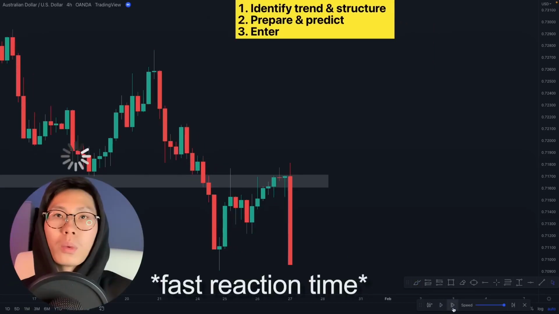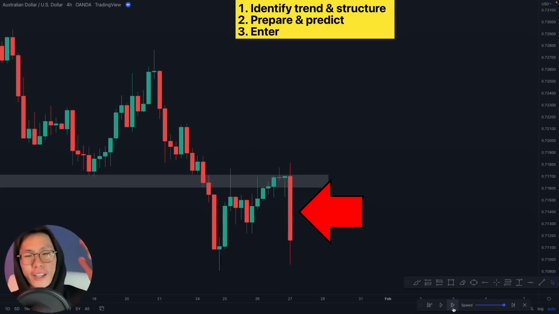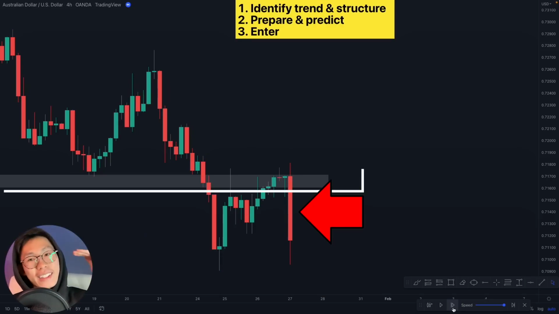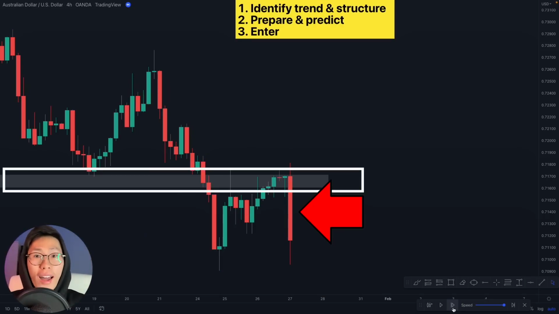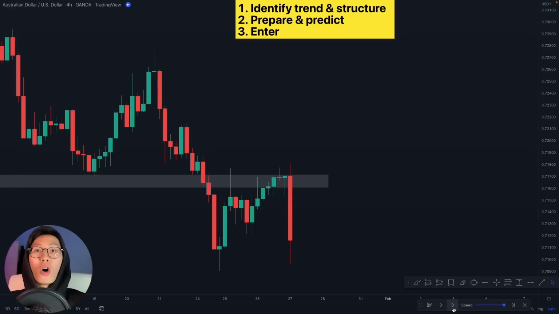Okay, we wait. Boom! You see this big bearish engulfing candlestick, this big fat red candlestick at this key level. Guess what? This is clear as day, enter for a sell, right? This is clear as day, you enter for a sell right here. But right now we are on the 4-hour time frame.